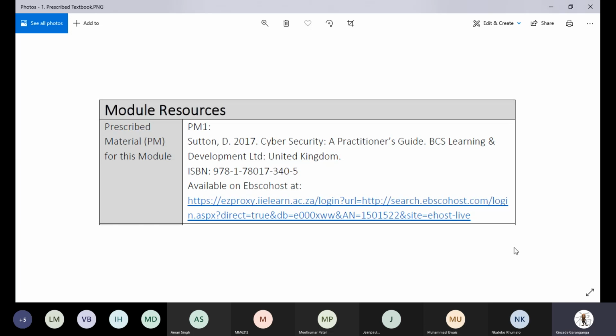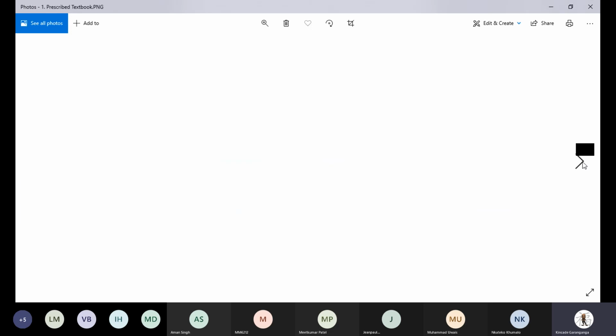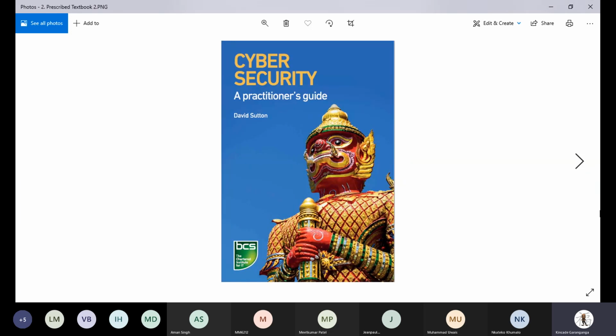So that's the prescribed textbook. And just to make sure that you've got the right one, this is what the actual cover looks like. David Sutton again, Cybersecurity: A Practitioner's Guide, a bit tongue-tied there. Like I said before, I think it's about 11 chapters that we're going to be looking at that are relevant. But the actual learning units at large are 5 of them. So you'll discover that 1 or 2 or more learning units will have bits and pieces from several chapters as far as the content is concerned.